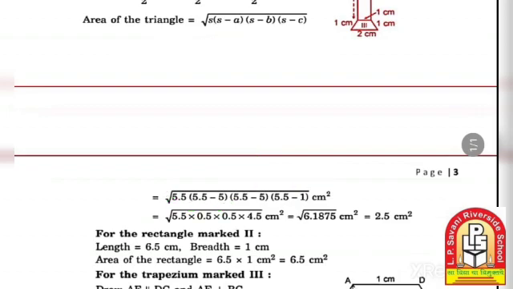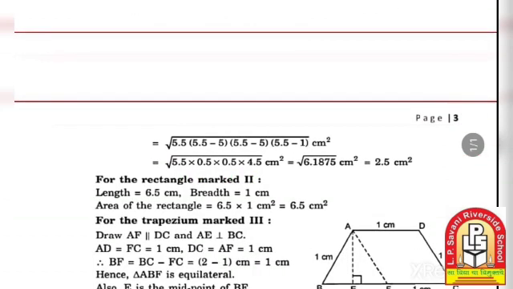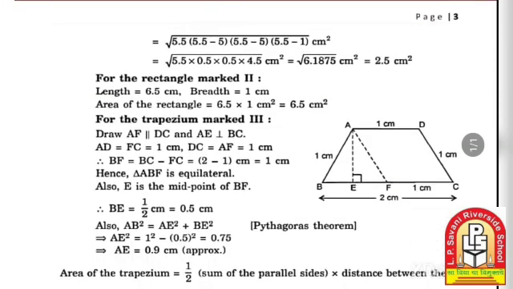In this way we get 5.5, 0.5, then 5.5 minus 5, that is 0.5, and 5.5 minus 1, that is 4.5 centimeter square. So 5.5, 0.5, 0.5, and 4.5, the multiplication of these four is 6.1875, and the area is the square root of that, about 2.5 centimeter square. In this way you can find the area of the triangle.